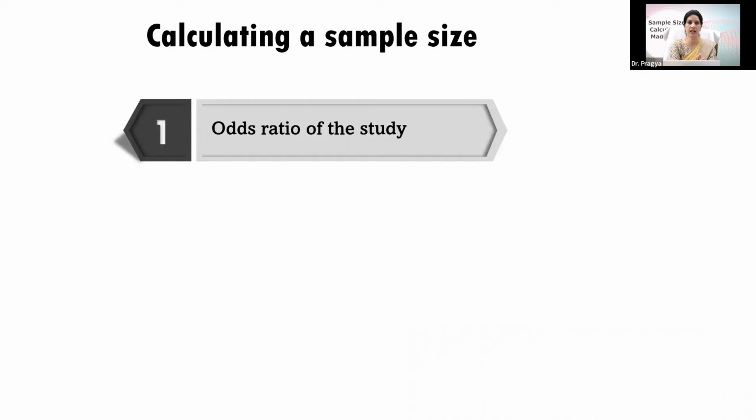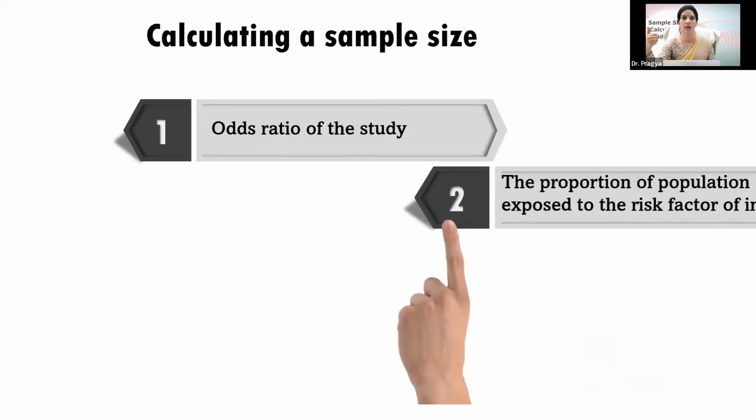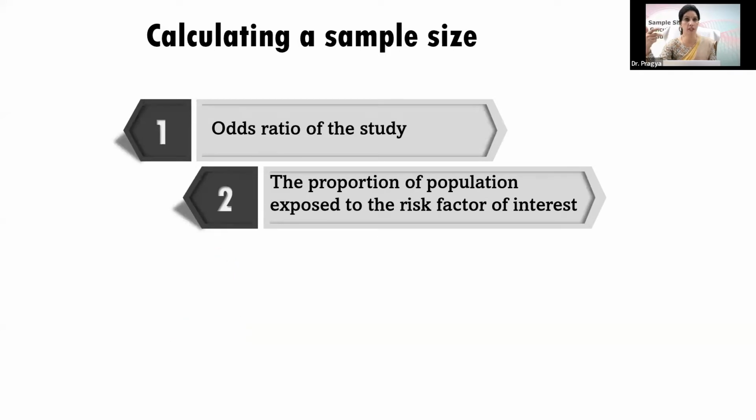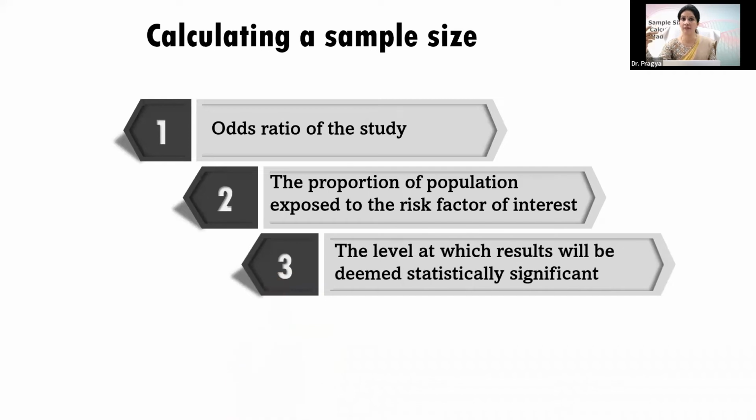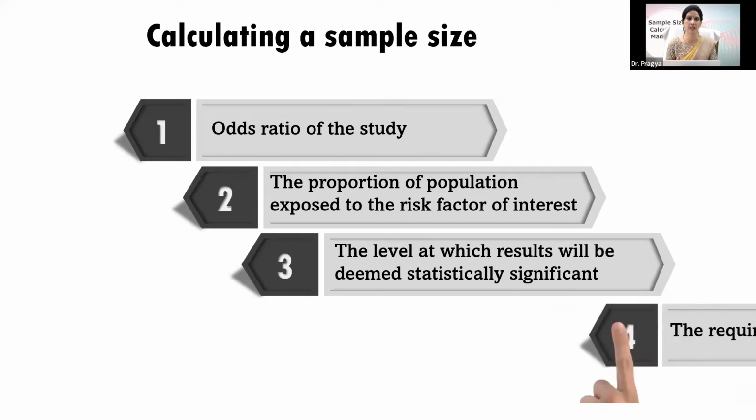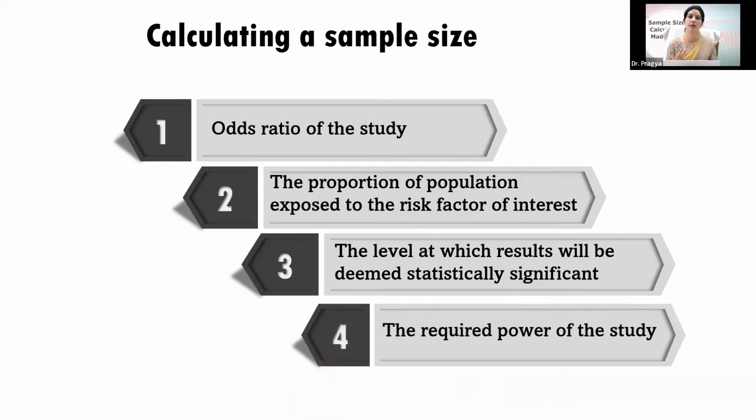Now coming to the calculation of sample size. Whenever we calculate a sample size for a case control study, we need these inputs to put in the software. You need the odds ratio of the study. You need the proportion of the population exposed to the risk factor of interest. You need the level of significance, as we talked about in the first session, meaning at what level you classify it to be statistically significant. And also you need the required power of the study.